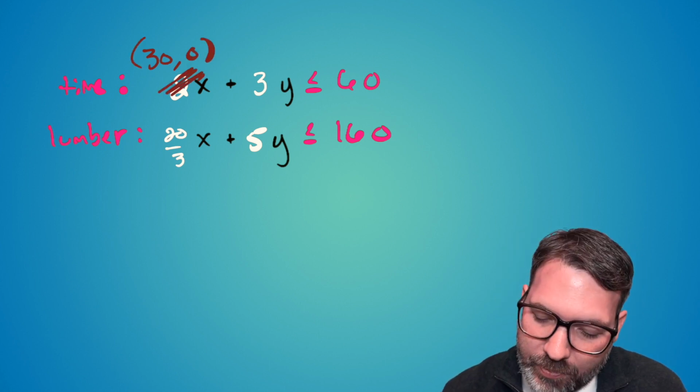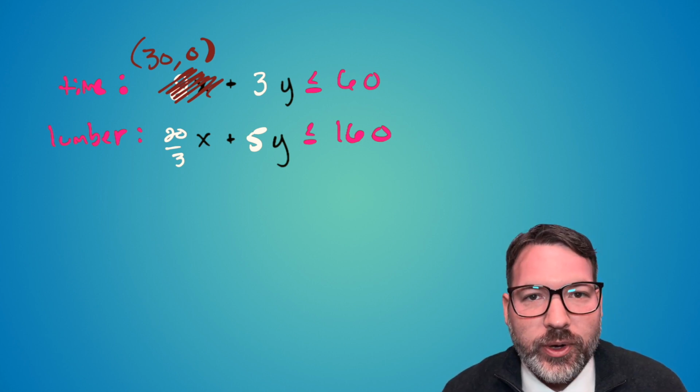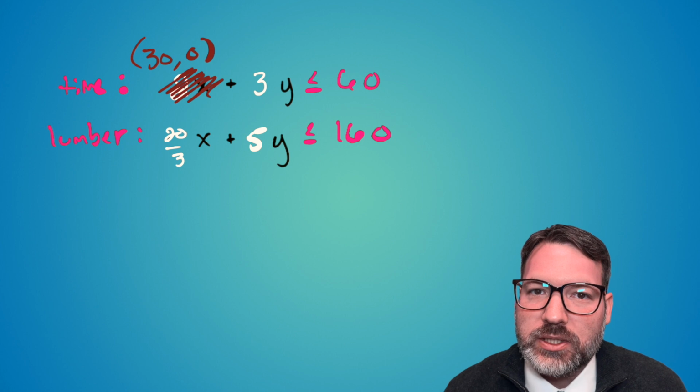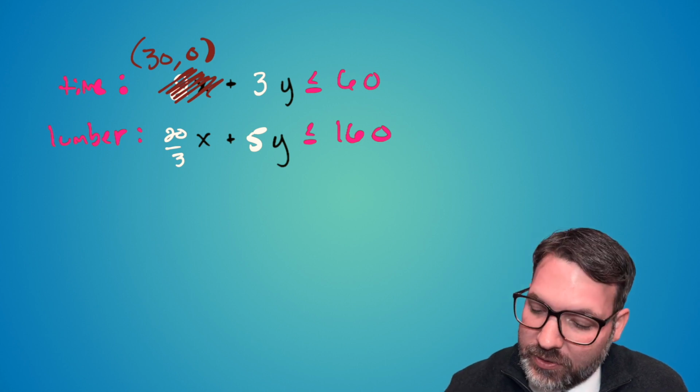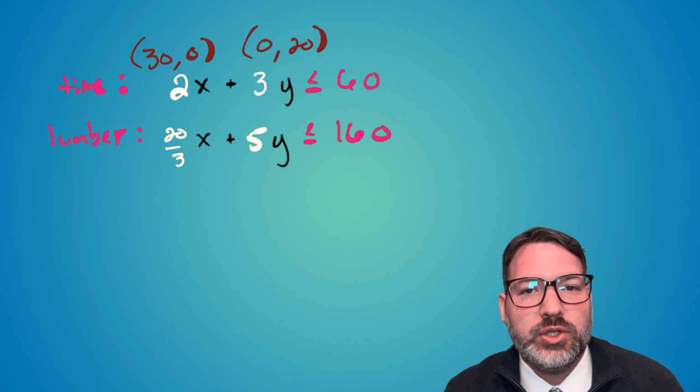If we did the same thing for the chairs, if we completely ignored the tables or presumed we made 0 tables, with just our time constraint, how many chairs could we make? 60 divided by 3 is 20, and so that answer is 0 tables and 20 chairs.